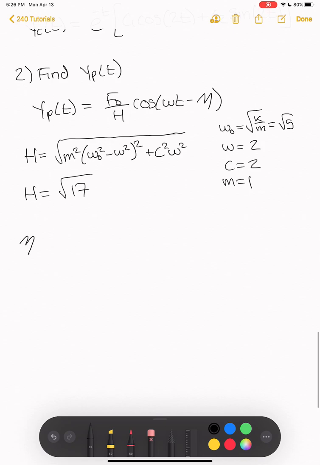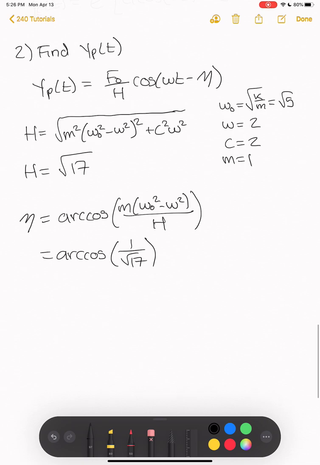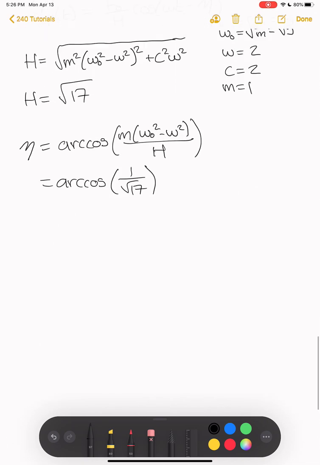And then we can use h to find nu. So nu is equal to the arc cosine of m times omega naught squared minus omega squared over h, which just gets really messy, honestly. But that's equal to the arc cosine of 1 over root 17. I might have done my math wrong, but I hope not. Okay, so we have our particular solution.